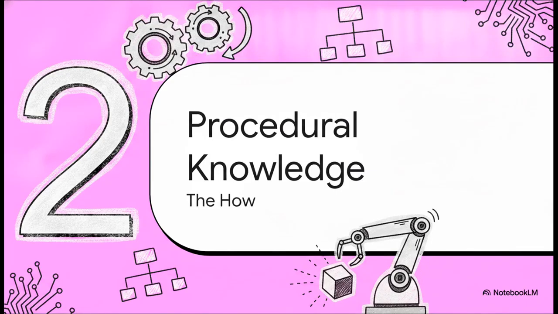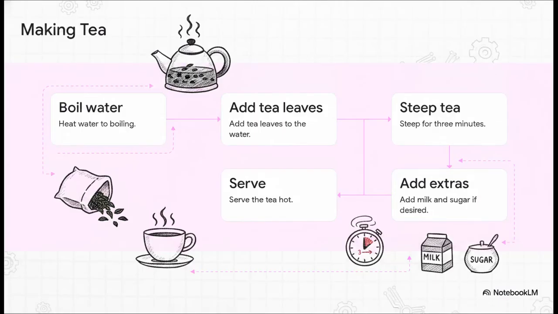All right, section 2, procedural knowledge, or the how. This is our first real deep dive where we're going to isolate the action-oriented knowledge of AI. Procedural knowledge is all about answering one specific question. How do I do this? It is entirely focused on the algorithms and the sequence of actions required to actually achieve a goal.